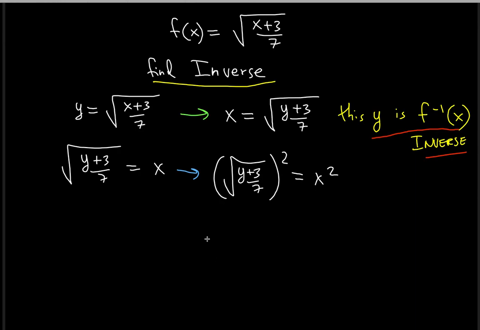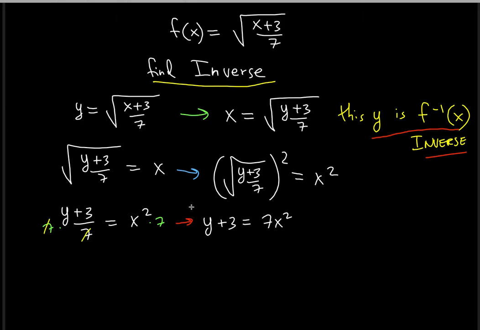So as a result, this is what we get. And when you square the square root, all you get is the inside, right? Which is (y + 3) over 7. So now you want to multiply both sides by 7. As a result, what you get is y + 3 is equal to 7x squared, right? Because the 7's get canceled out on the left side.